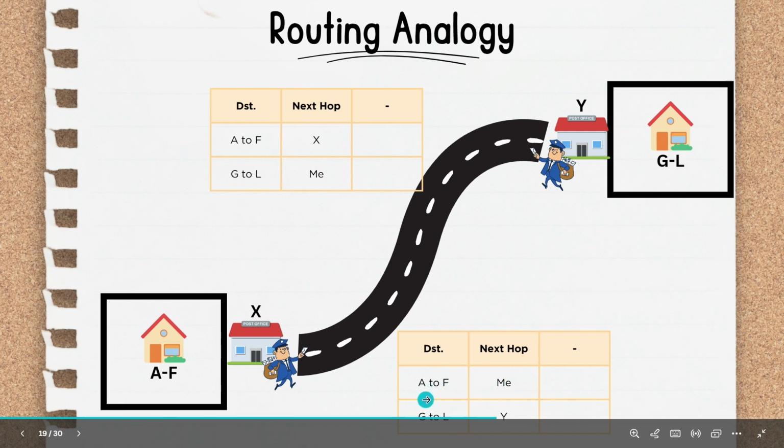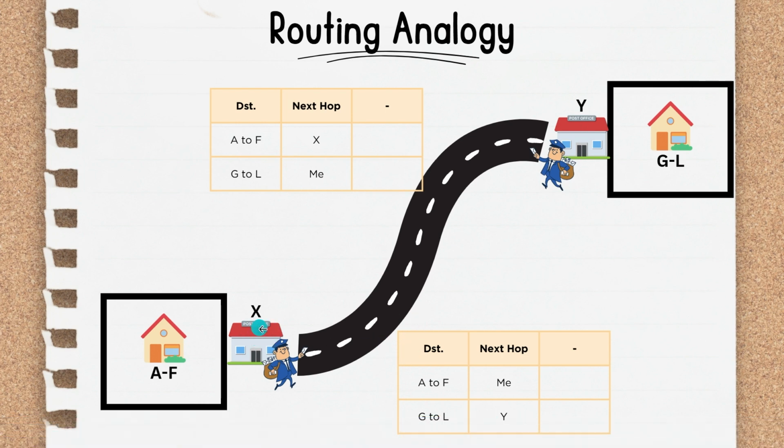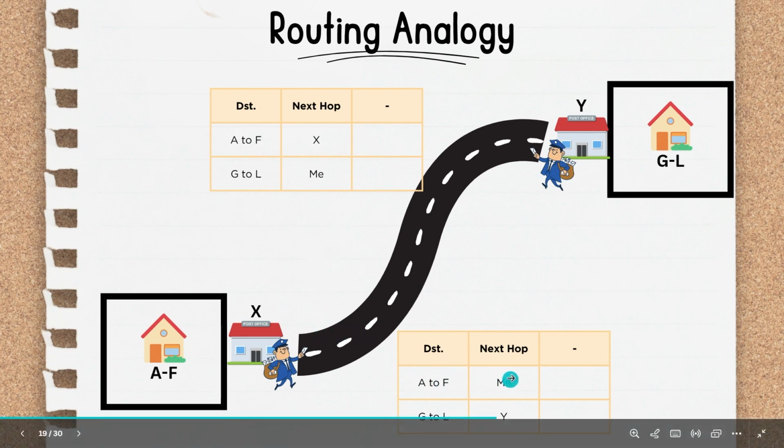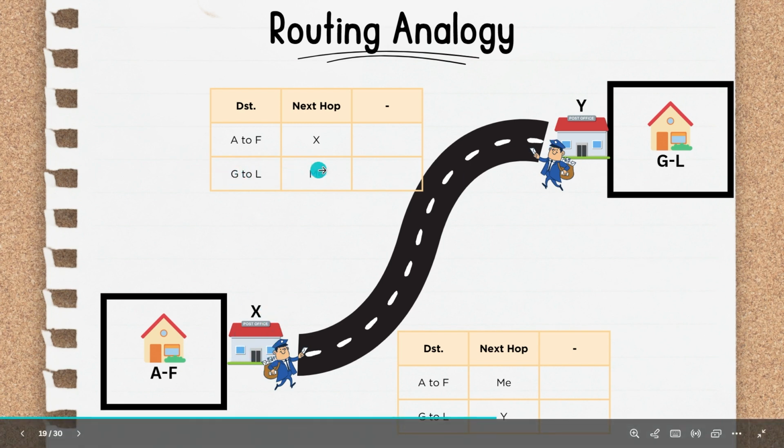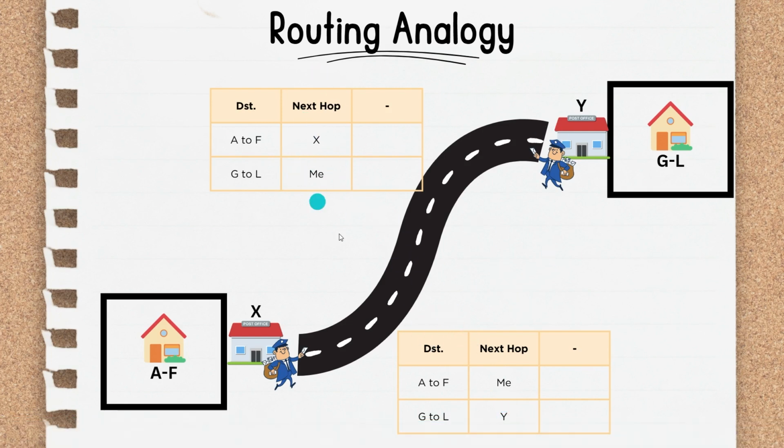And if someone wants to go to G to L, postman X will go to each and every postman and tell them that if you want to reach A to F, connect with me. As X passes the message to Y, Y will make an entry that if you want to connect to A to F, you can go to postman X. Similarly, this one has the houses labeled G to L, so it will have an entry in its table that if someone wants to reach G to L, connect with me, and it will pass that message to postman X. And that's how postman X will have an entry that if you want to connect to G to L, connect with Y. They will maintain this kind of table.